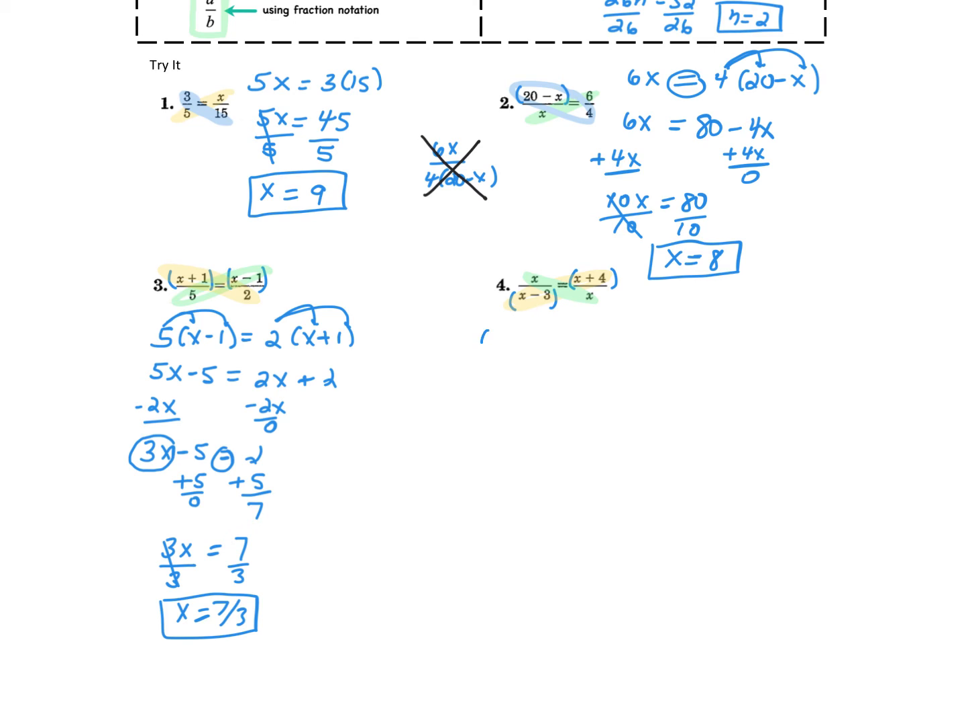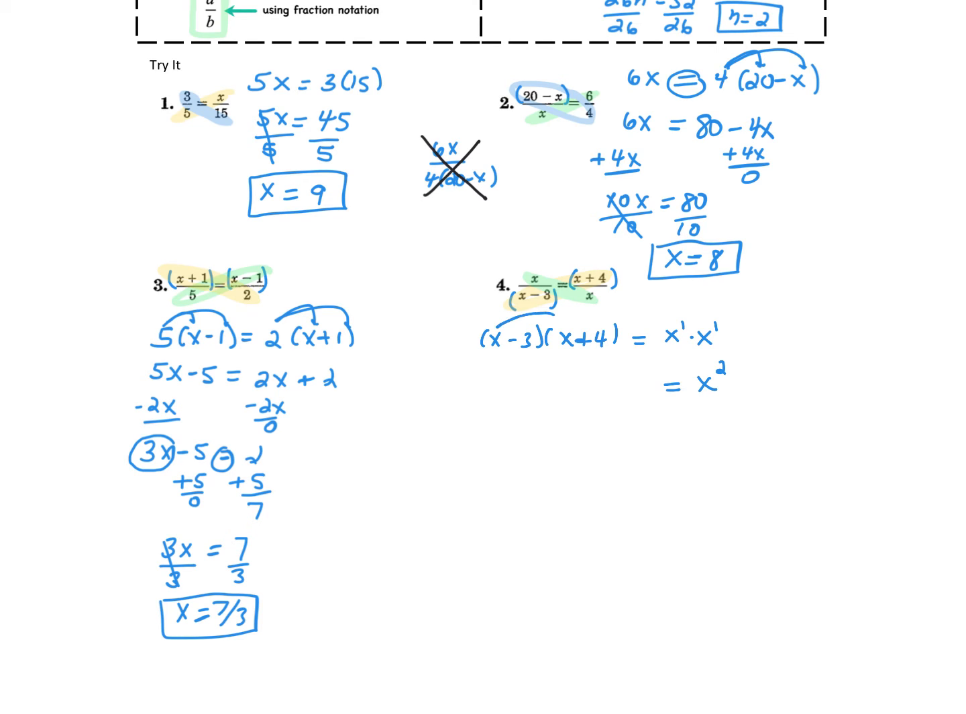Okay, so along one diagonal we have the product of x minus 3 and x plus 4. And along the other diagonal we have the product of x times x. Let's do that part first. x times x will give us x squared, because when you multiply like bases you add the exponents.